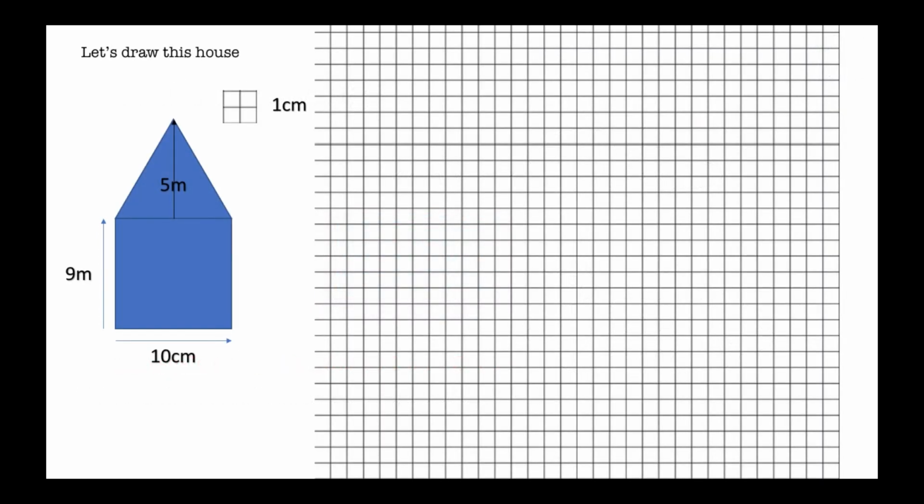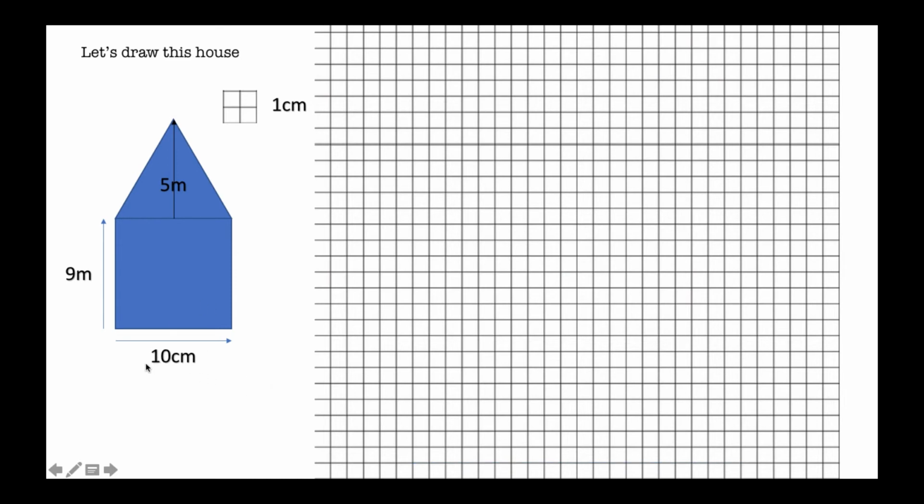I just want to go through an example of drawing a scale drawing on a grid like this. You might get this in your exam, and it might say draw the house on the squared paper. Here it's telling you that 2 small squares is 1 centimetre. So this is 5 metres, this is 9 metres, and sorry, that's supposed to be 10 metres there.